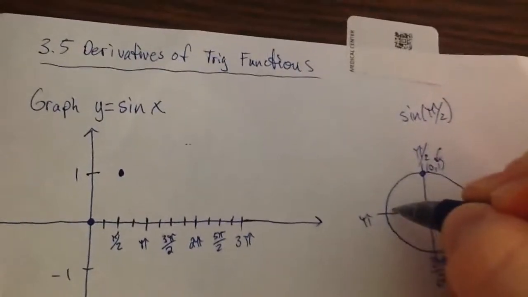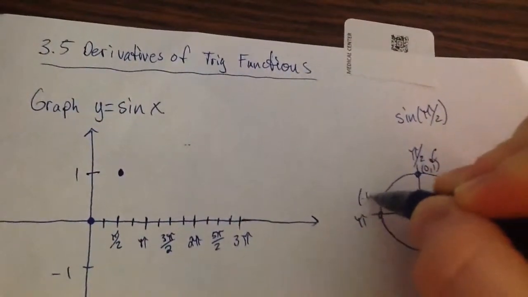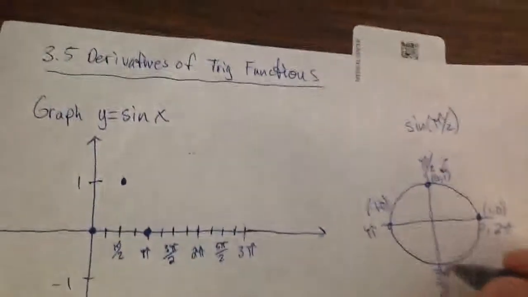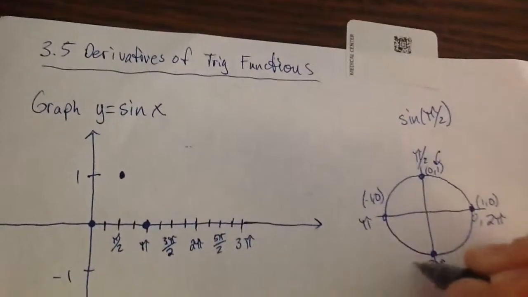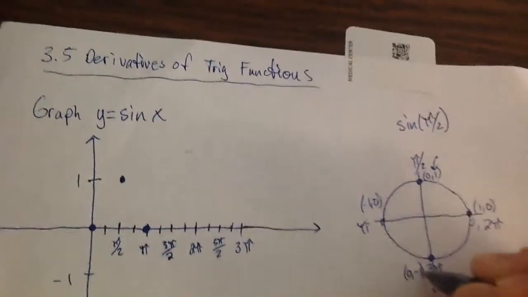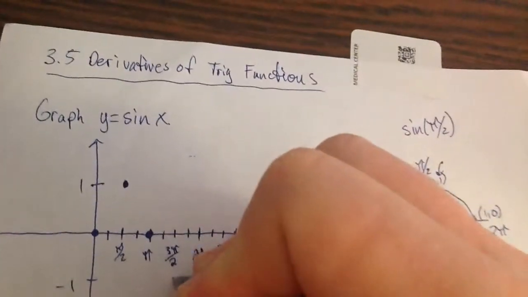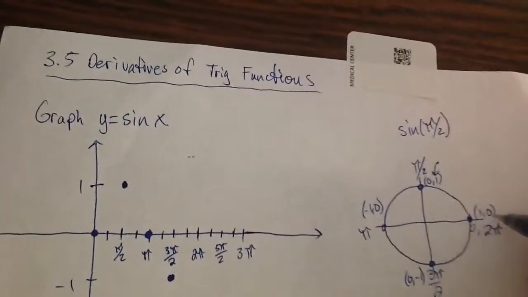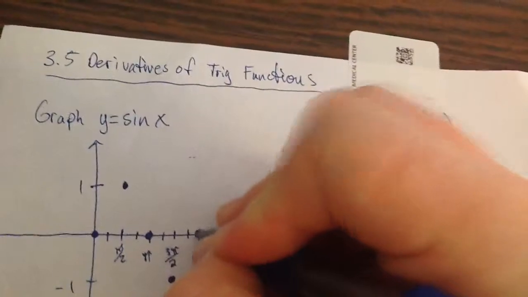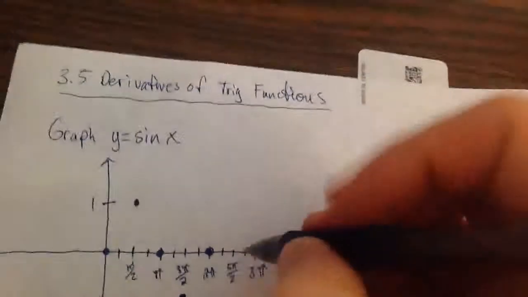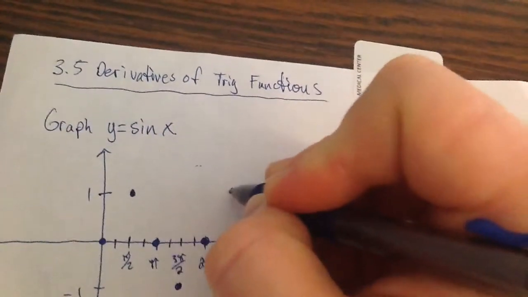Going over to pi, the sine of pi, well, that point is negative 1, 0, so the sine of pi is 0 again. Down here, that point's 0, negative 1. So the sine of 3 pi over 2 is negative 1. And then it just repeats now. So sine of 2 pi is going to be back to 0. To here, that'd be 5 pi over 2, which is the same as pi over 2. We're going to be back up at 1.